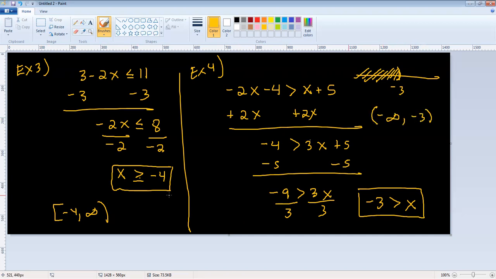So pretty neat, right? You can actually graph these things. So x is bigger than or equal to -4. Something like this. Very cool stuff here.